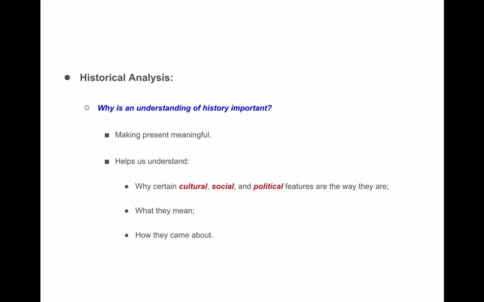It will make the present meaningful, and it also helps us understand why certain cultural, social, and political features are the way they are today, what they mean, and how they came about. And all these factors and features of nonprofit organizations influence how people interact with nonprofit organizations and their relationship with government and the market.